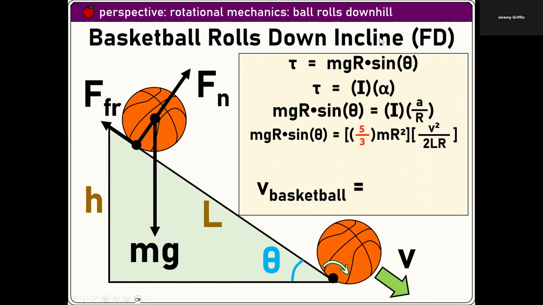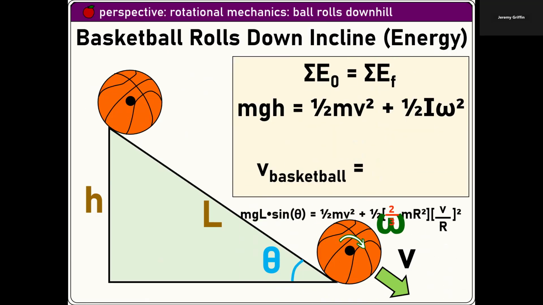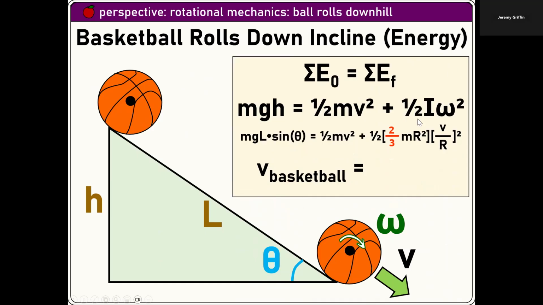But this is using torque. Using torque, you can get the speed of the basketball is that right there. But there's a much easier way to solve this, which is not to use torque, but to use conservation of energy. And this one, you don't need the parallel axis theorem. Look at this 2/3 here. Isn't that just straight off the table? Because now I'm looking at the center of mass of the basketball for the energy analysis, and I get the same answer.